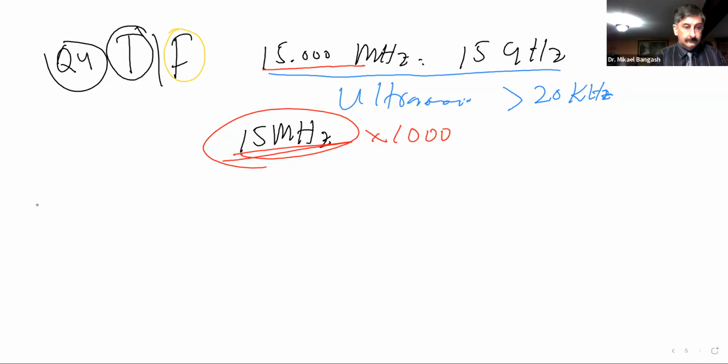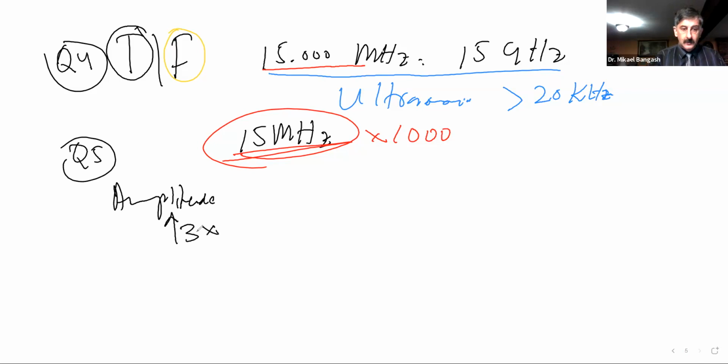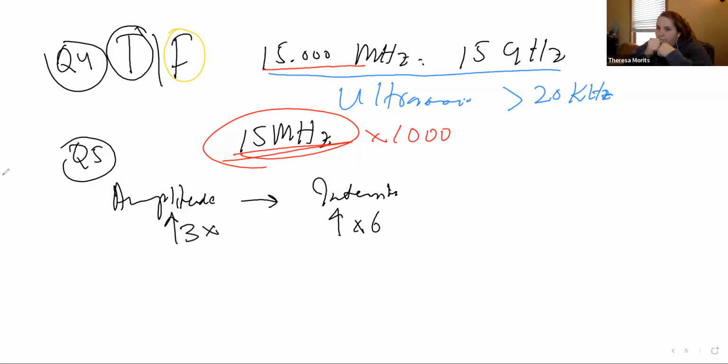Question number 5. Now, what they say here is that the amplitude of a sound wave increases 3 times its original. Would that mean that the intensity increases 6 times the original? No. That's false.